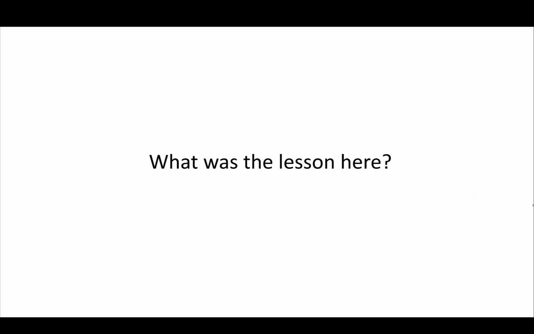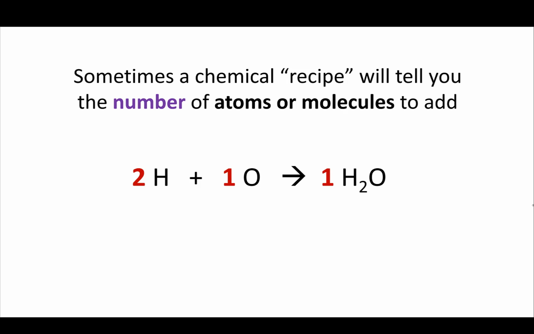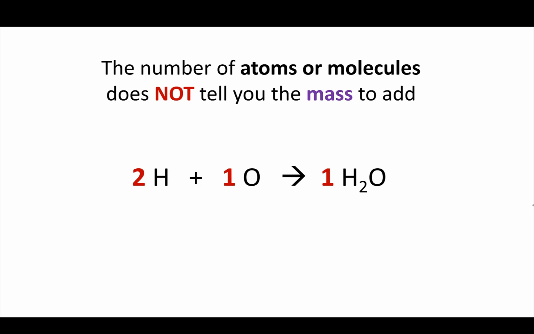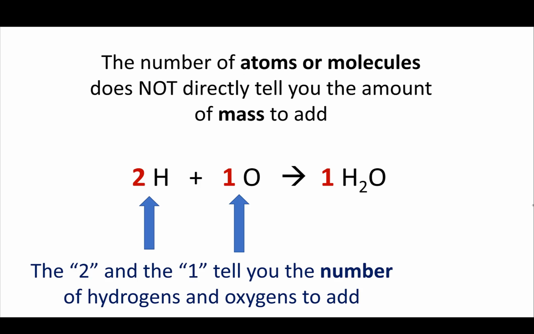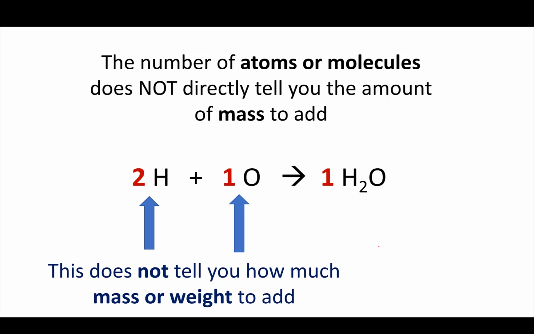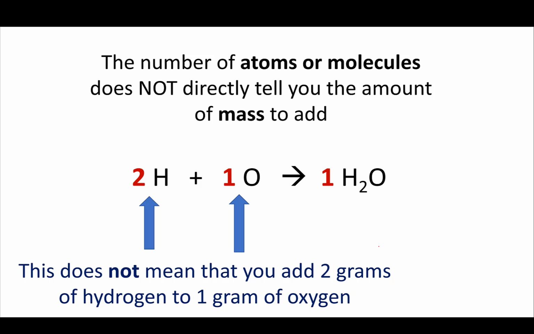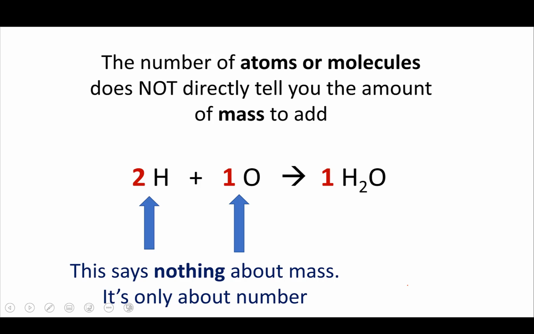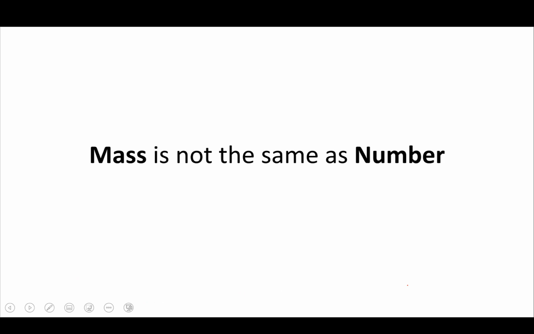So, what was the lesson here? Sometimes a chemical recipe will tell you the number of atoms or molecules to add. But the number of atoms or molecules does not tell you anything about the mass to add. The 2 and the 1 tell you the number of hydrogens and oxygens to add. But that does not tell you how much mass or weight. This does not mean that you can add 2 grams of hydrogen to 1 gram of oxygen, or 2 pounds of hydrogen to 1 pound of oxygen. This tells you nothing at all about the mass that you need to add. Only about the number. Mass is not the same as number.